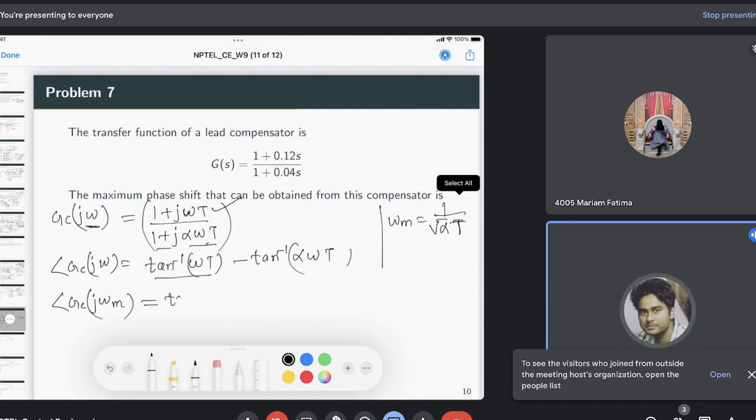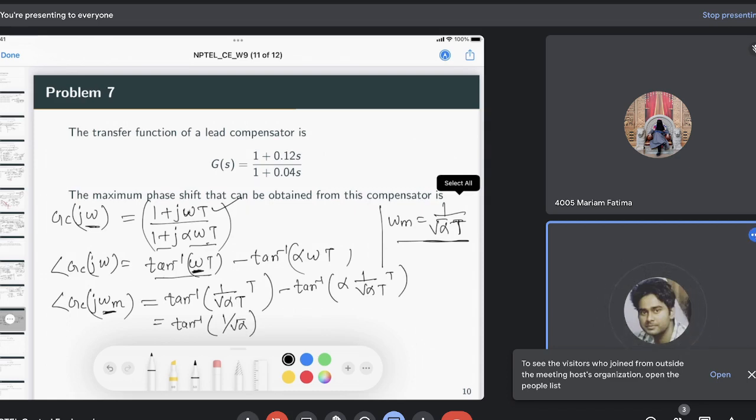Substitute that. So tan inverse of omega T, instead of omega we will use omega m, and omega m value is this, so we will use 1 by square root of alpha T, minus tan inverse of alpha times 1 by square root of alpha T. So it is just tan inverse of 1 by square root of alpha minus tan inverse of square root of alpha, right? So this gives square root of alpha, and T will cancel.